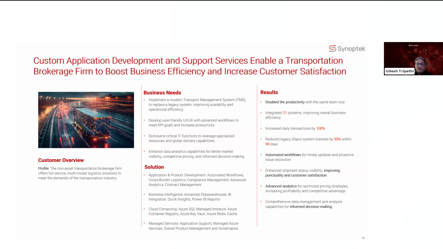And the outcome is what you can see: we were able to double the productivity with the same team size, because this transportation business is where you add load, create load, and have so many transactions happening day in day out. The existing legacy system was totally desktop based, and they were really struggling with it. We moved to a totally web based microservice, polyglot database, and polyglot application, using Java and .NET, each suiting a particular microservice. Each microservice had its own tech stack. More than 21 systems were integrated. The daily transactions increased by more than 100%. We were able to reduce the legacy system licenses by 90% within 90 days of the ecosystem.